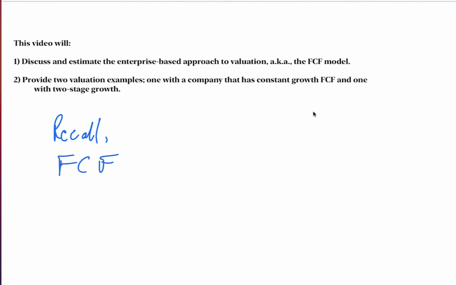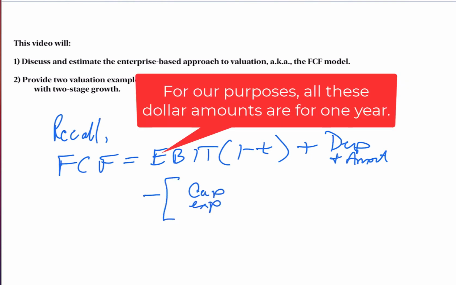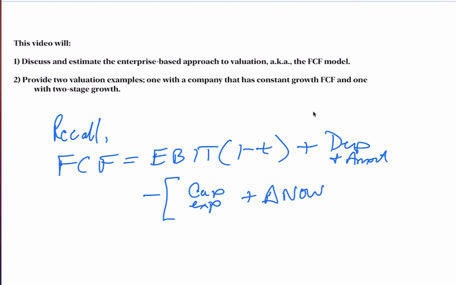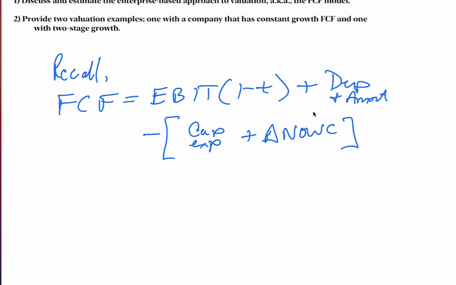Free cash flow in a formula is earnings before interest and taxes adjusted for taxes plus depreciation and amortization, because that's a non-cash item that hits the income statement, minus CapEx, capital expenditures, and the change in net operating working capital. Now, let me go over each of these items.